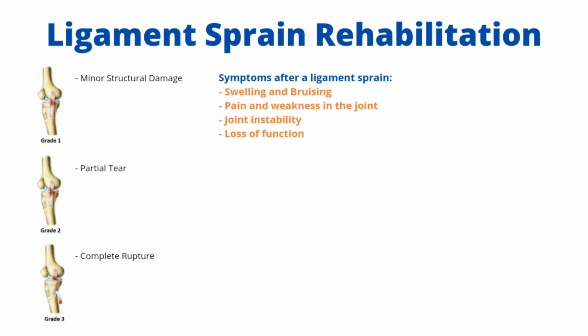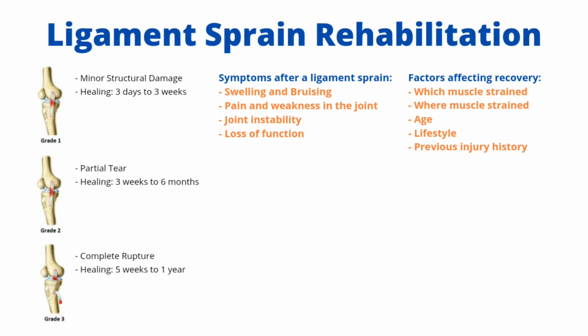loss of function, for example, not being able to put weight through the joint or not being able to use the joint. Typical healing times can range from 3 days to 3 weeks for a grade 1 sprain, 3 weeks to 6 months for a grade 2 sprain, and 5 weeks to 1 year for a grade 3 sprain. The same factors affect healing time for ligament sprains as with muscle strains.